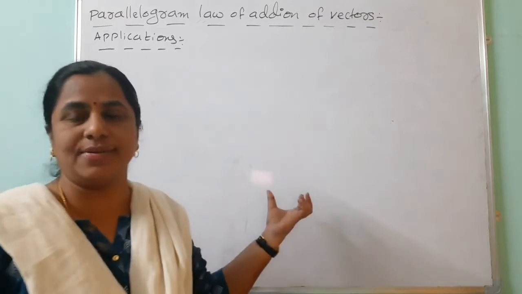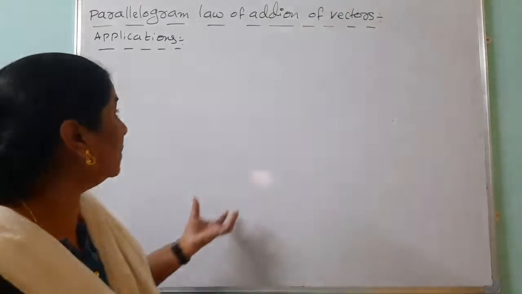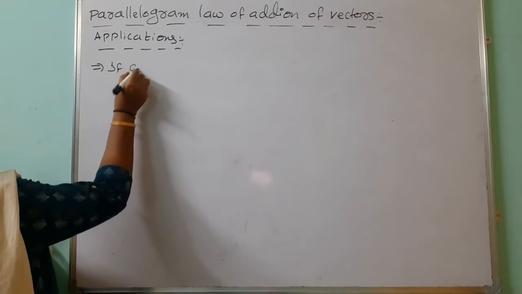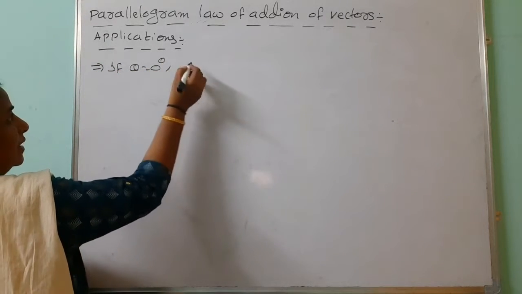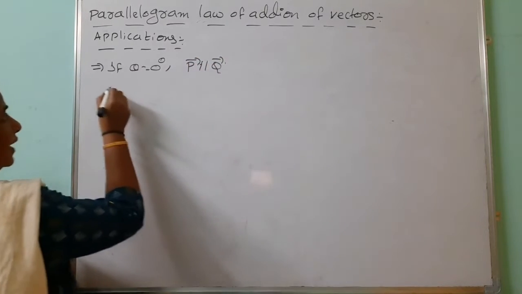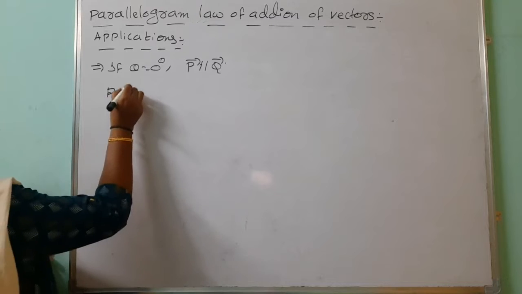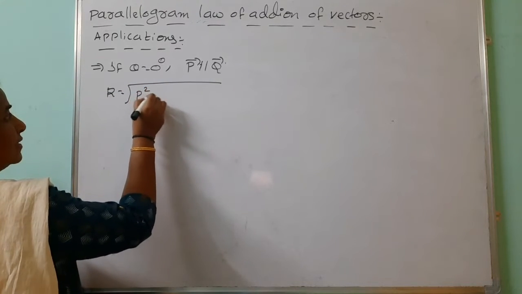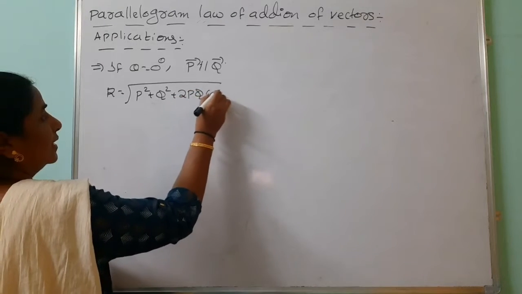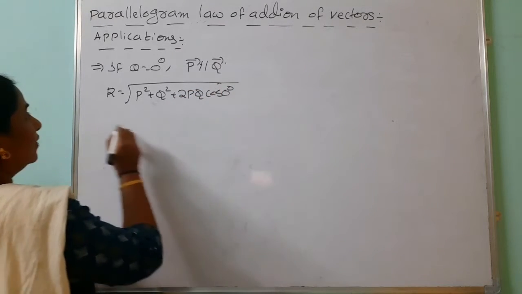So now we are going to discuss a few problems, a few applications. Look here. Suppose theta equals 0 degrees, meaning P bar is parallel to Q bar. Then how to find the resultant? R equals under root P square plus Q square plus 2PQ cos 0 degrees. You know that the cos 0 value is 1.